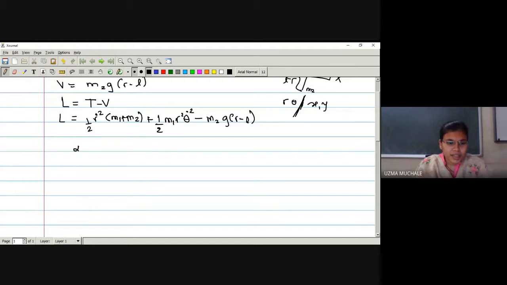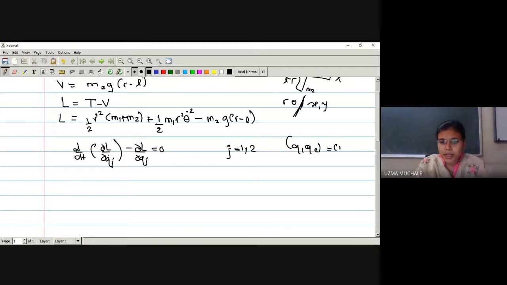So what is our Lagrange's equation of motion? d by dt of dou L by dou qj dot minus dou L by dou qj is equal to 0, where j equals 1 or 2. What are our q1, q2 here? In this case, it is nothing but r and theta. So the generalized coordinates are r and theta.